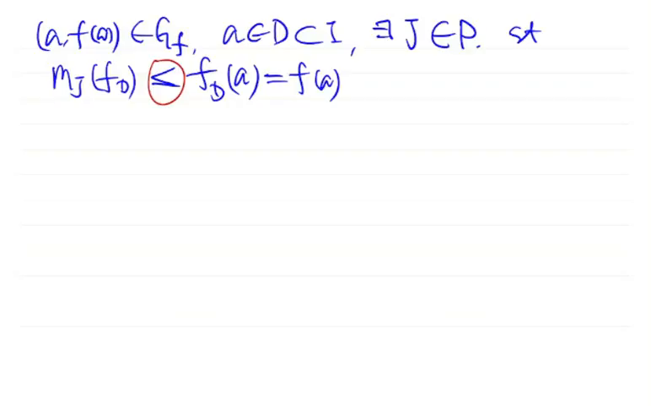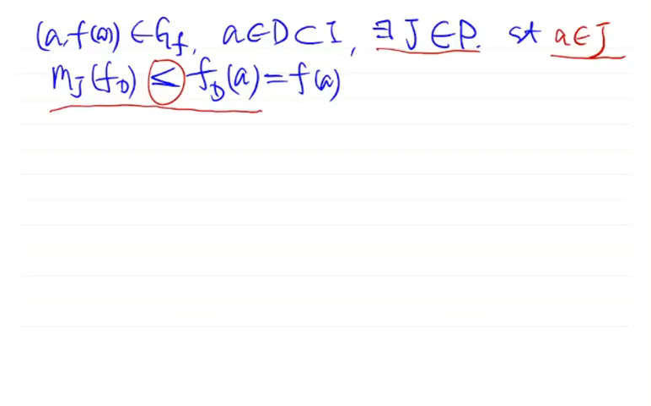Okay, but a is a point in J. a belongs to D. D is a subset of I. Therefore, there is some J such that a belongs to J, because I is precisely the union of all the subrectangles J. Then a belongs to J means that the infimum of f_D over J will not be greater than f_D(a).